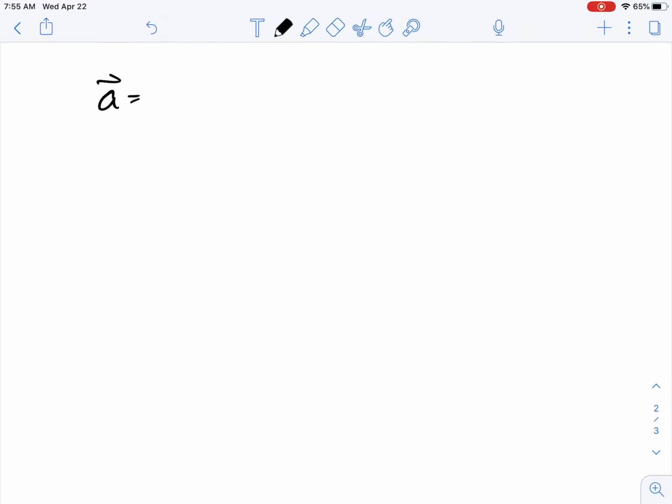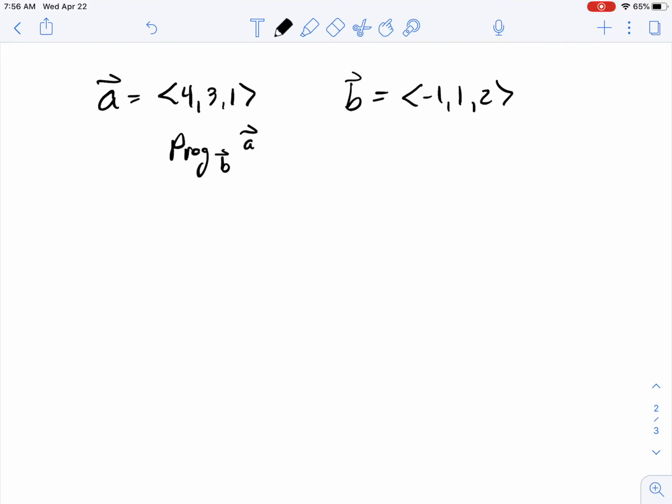Okay, so here's what's given. We have our A, which is 4, 3, 1, and our B is -1, 1, 2. Okay, so what we're going to do here is project A onto B. So that would mean that B will imply that this is our now new x-axis. So we're going to base everything off that vector.